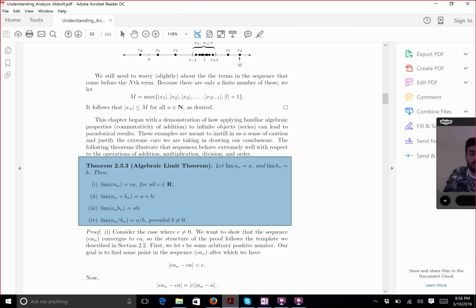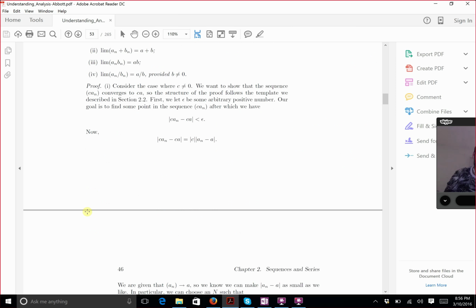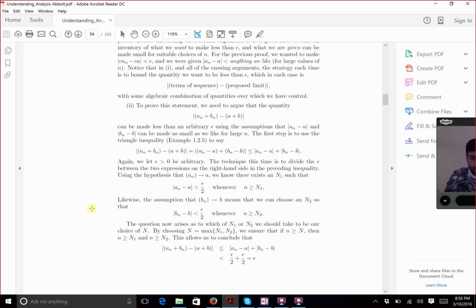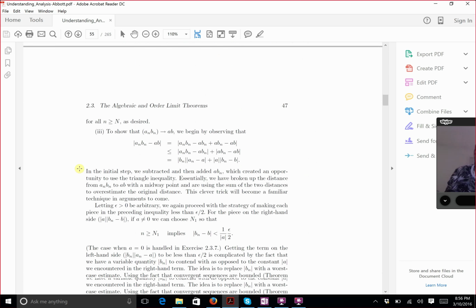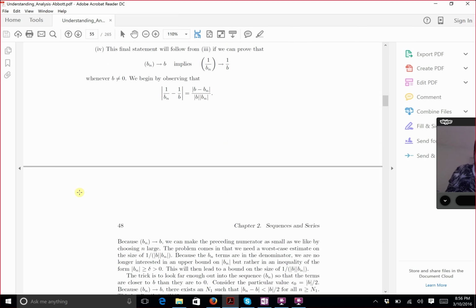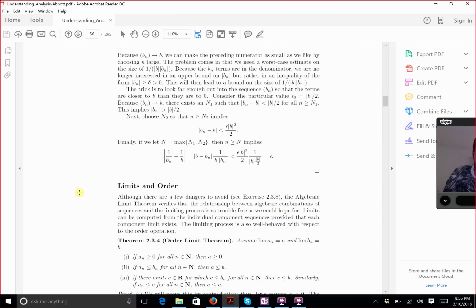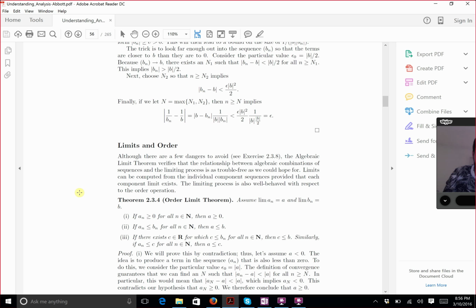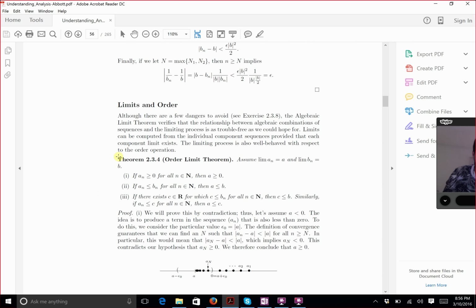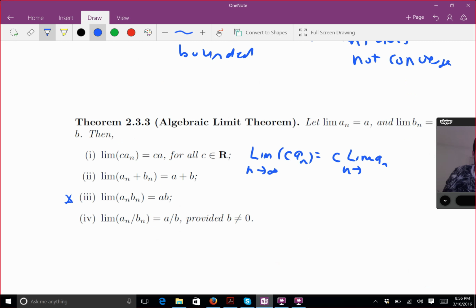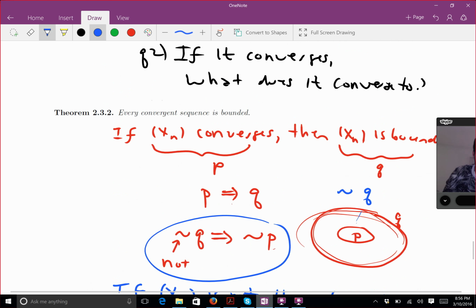So let's look at some problems here. This is an important theorem too, because this is going to give us the squeeze theorem. There are three theorems that are important. Let me just show you real quick. This is the first theorem that's important.